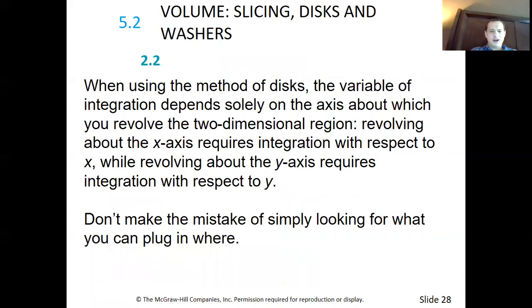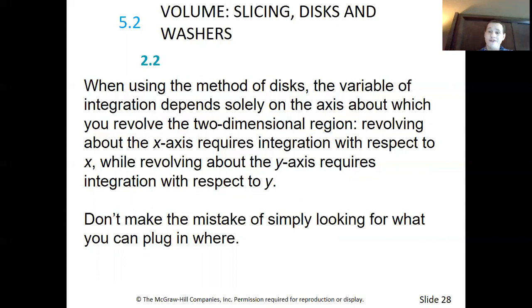So that's good. I think the main thing this slide says is don't make the mistake of simply looking at where you plug in what. This is very much geometric. You want to figure out what the radius is as a concept. You want to figure out what the thickness is, either dx or dy. As a concept, you want to understand that the volume of these disks is the area of the disk times the thickness. What's the area of a disk? It's a circle. It's pi r squared.